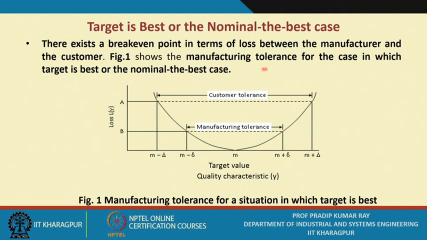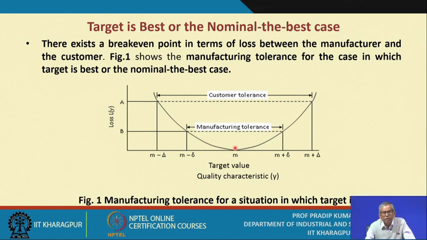The figure shows the manufacturing tolerance for the case in which the target is best, or the nominal is the best case. Is it okay? So always when you start reading the concept of manufacturing tolerance, you must have in your mind this particular diagram.